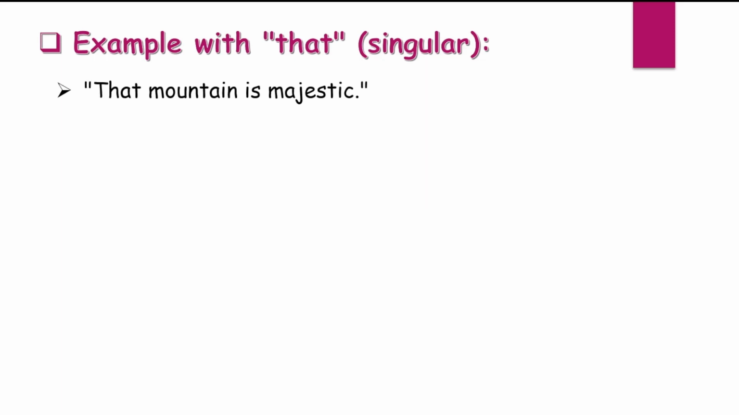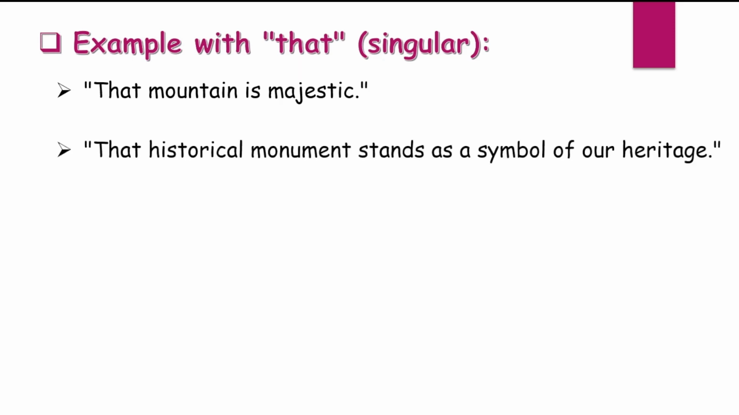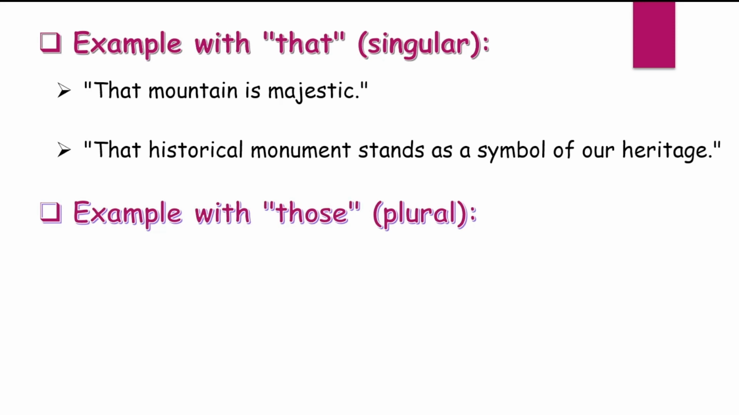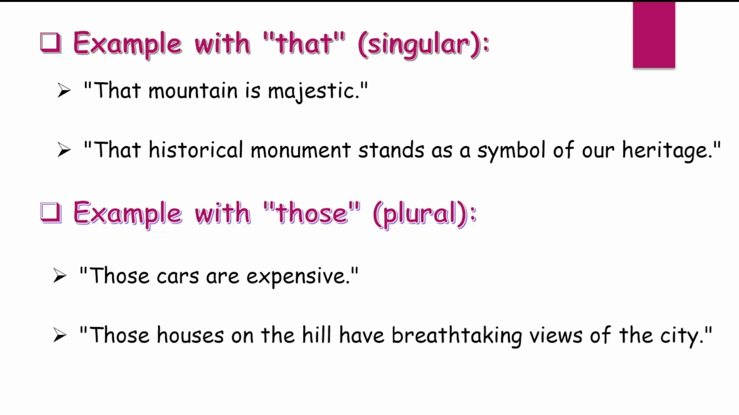That mountain is majestic. Here it refers to a specific noun that is not close. That historical monument stands as a symbol of our heritage. Next is an example with those, meaning for plural nouns. Those cars are expensive. Here, it refers to specific cars that are not close. Those houses on the hill have breathtaking views of the city.